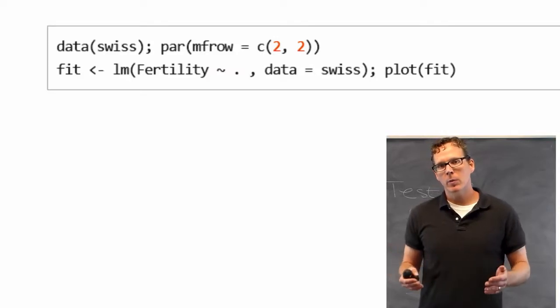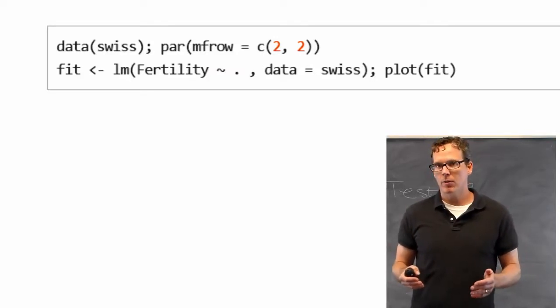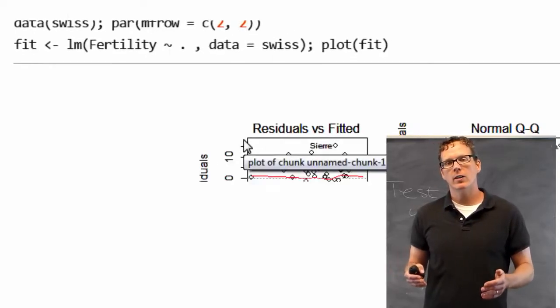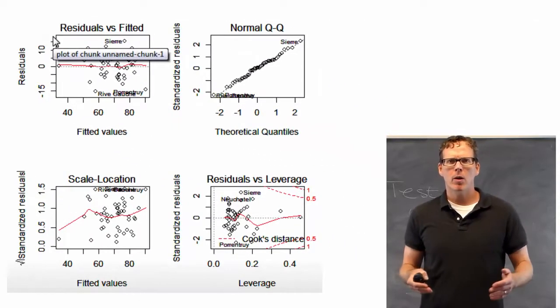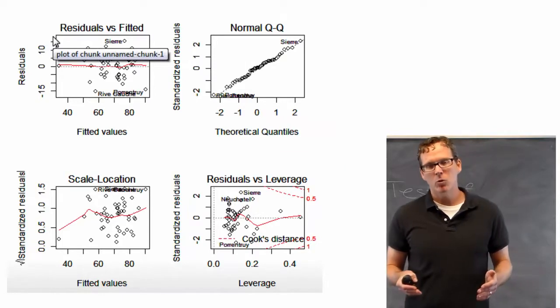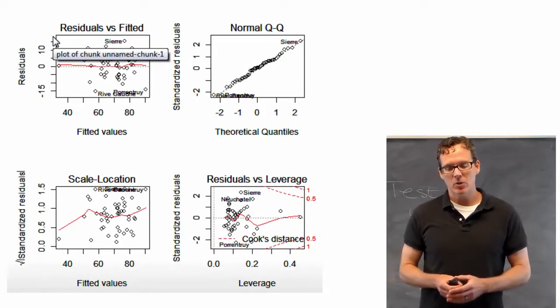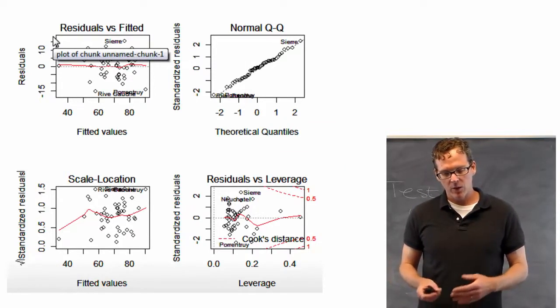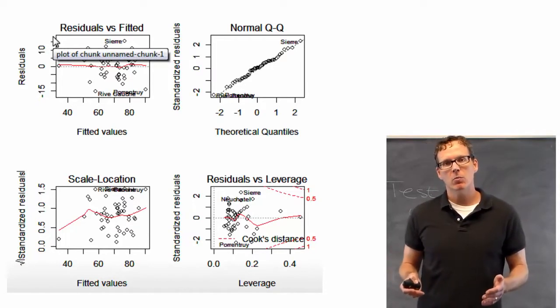Then the generic command plot actually will just plot the fit. It will create a series of residual and diagnostic plots for you. I did par mfrow equals c(2, 2) so that it all fit on one page. So in this class, we're going to go over what the basics of these plots are.